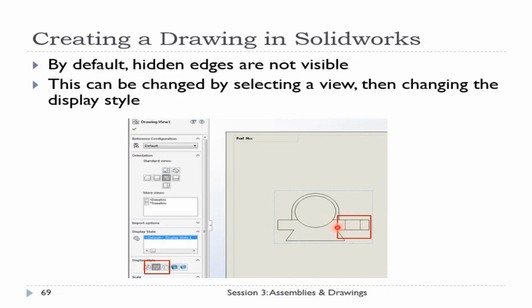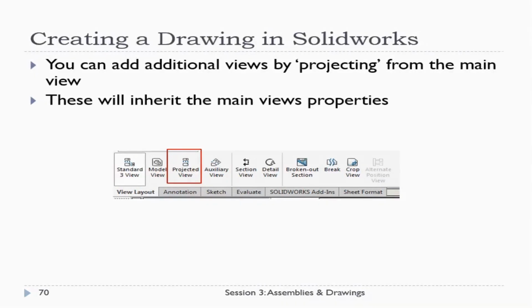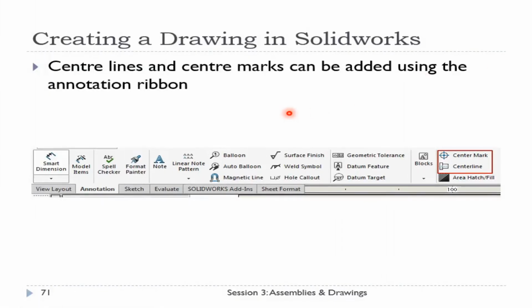So once you made this selection, you would see two dashed lines representing the silhouette of the holes on this location of the part. And then we will create additional views using the projected view command from the view layout. So we will select the view and then select the projected view. So in this way we can create a view from an existing one.